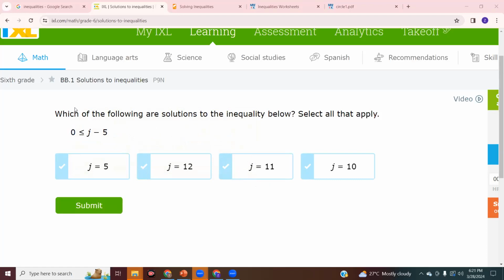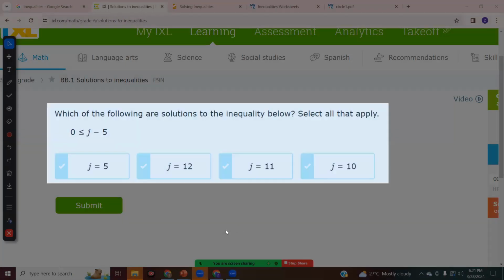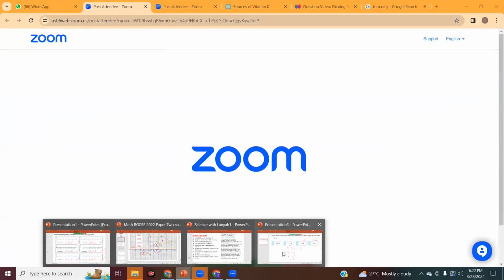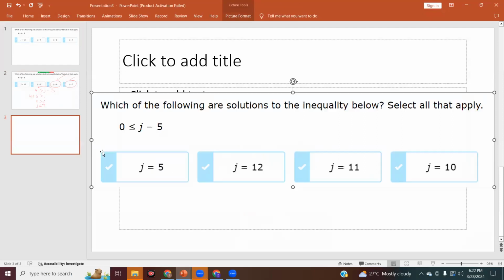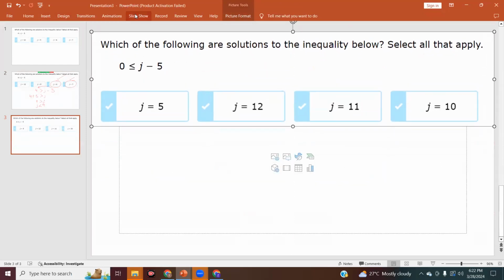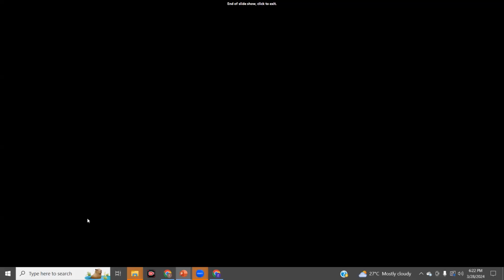And then we have another inequality one. Again, I want you to write this down in your book. This is the next one I need you to write down. So here we have this next one. Again, write this down inside of your book.